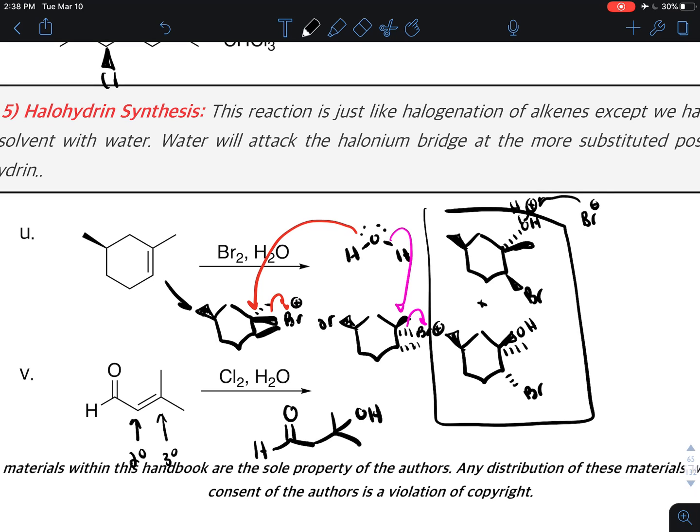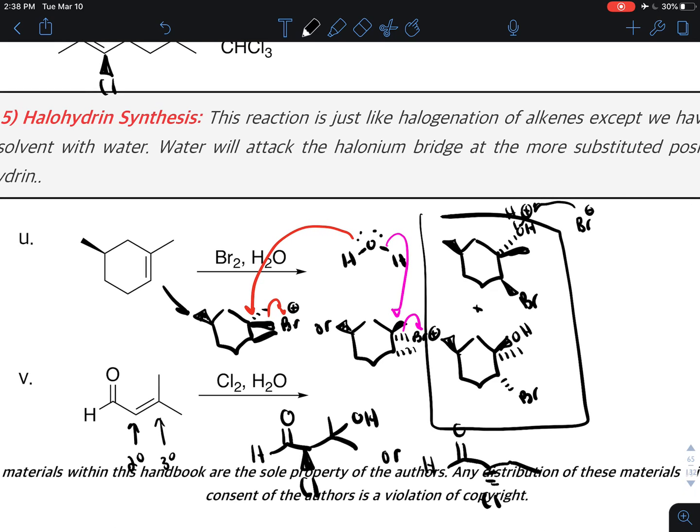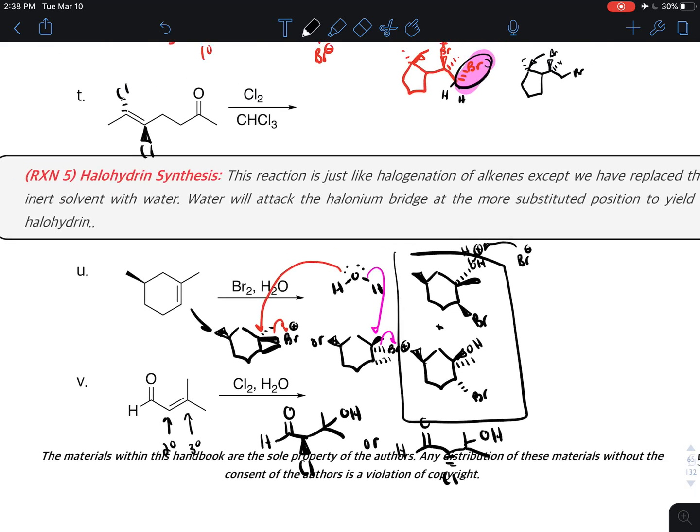We know the alcohol is going to attack on that side, on the tertiary side, but that chlorine can either be on a wedge or it could be that configuration. Okay, and that's it for that guy. All right, so let's keep moving.